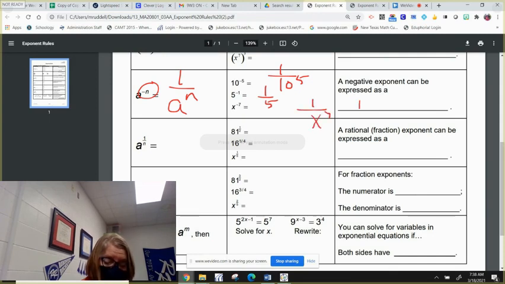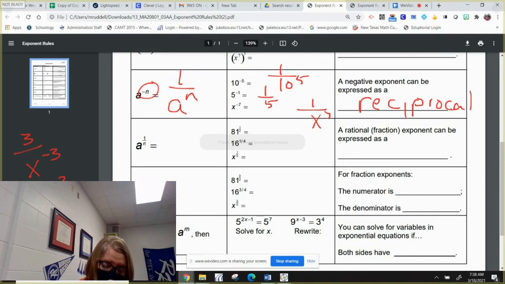The next negative exponent rule: a negative exponent can be expressed as a reciprocal. If you happen to have a negative exponent in the bottom, say like 3 over x to the negative 3, then you would flip that to the top and make it 3x to the 3rd. If it's negative in the top, move it to the bottom. If it's negative in the bottom, move it to the top.